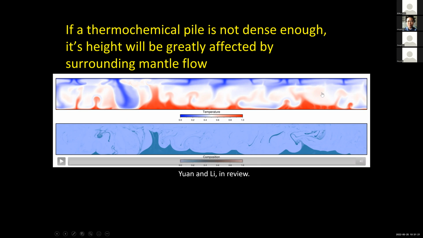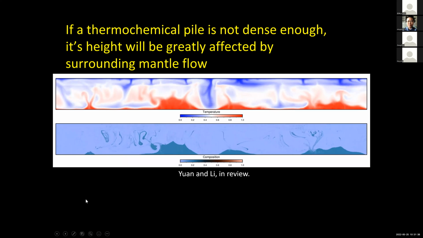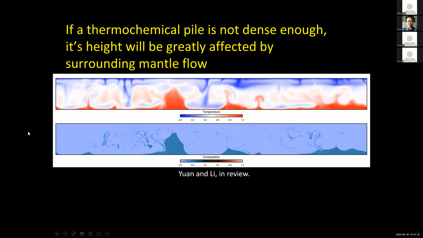The top panel shows the temperature field, the lower panel shows the compositional field. As you can see, again, the dark color represents thermochemical pile regions. Let's run the model. It's a pretty short model. Right now at the bottom, there are multiple thermochemical piles, actually three big ones. There are some small ones, but too small to be comparable to the LLVP. In this calculation, all three thermochemical piles have the same density, and it is pretty low.